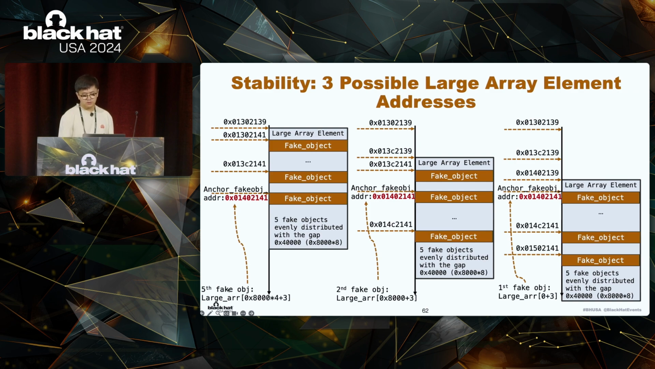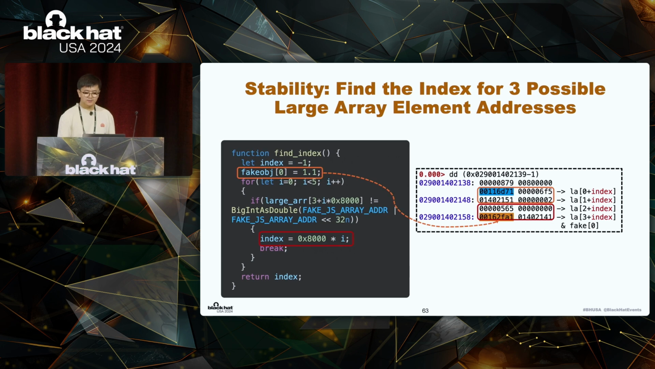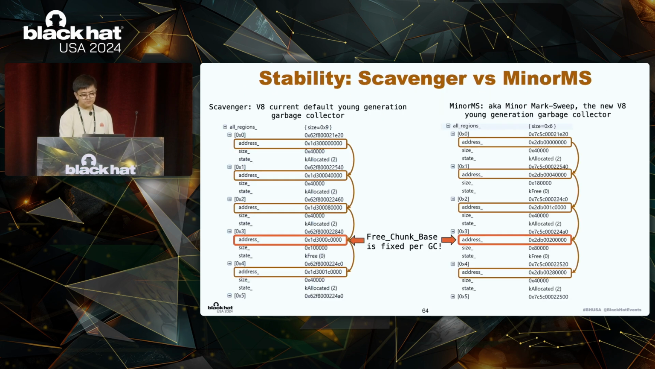With that, we can calculate which large array element is pointing to the anchor fake object accordingly in different possible large array element addresses. To find the right index of the large array element pointing to the fake object, we write the fake object 0 with a floating number 1.1, then the large array element value will be changed accordingly. So we just need to search which large array element has the changed value. That is the right large array element pointing to the fake object.